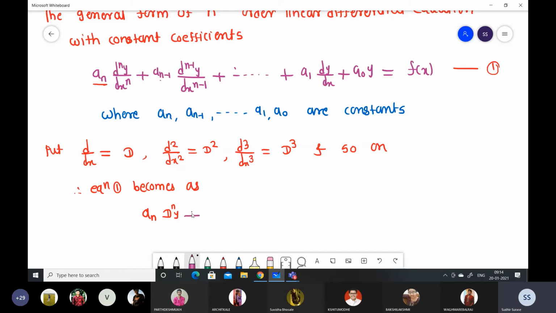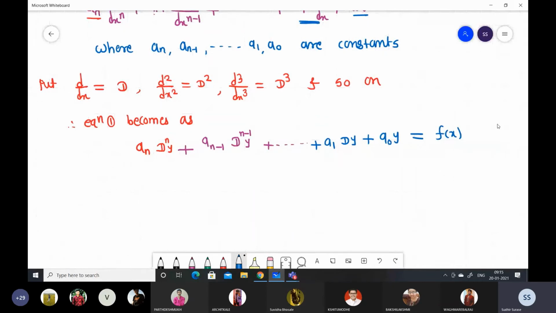And the second term in equation number 1 is a suffix n minus 1. Now we have power n minus 1, so capital D to the power n minus 1, y as it is, and so on. And now we can see the term a1 as it is, and dy by dx is simply capital D times y, and plus the constant, the last term a naught y as it is, and on the right hand side f of x. What I did was replace d by dx by capital D, and the respective d2y by dx square, d cube by dx cube, and so on, in equation 1 to get this equation.